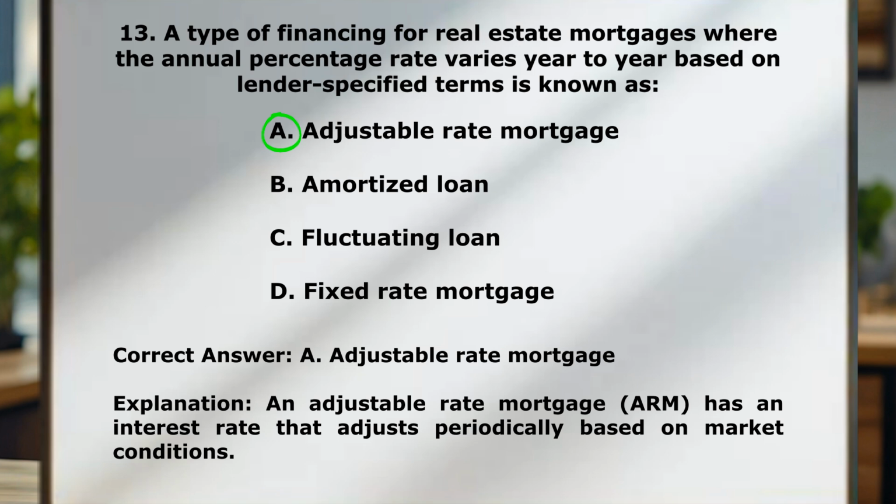Just in the name of an adjustable rate mortgage, you know that something's changing, right? Because it's adjustable. And so these adjustable rate mortgages, also known as ARMs, they have an interest rate that adjusts periodically based on the terms of that loan and the market conditions.